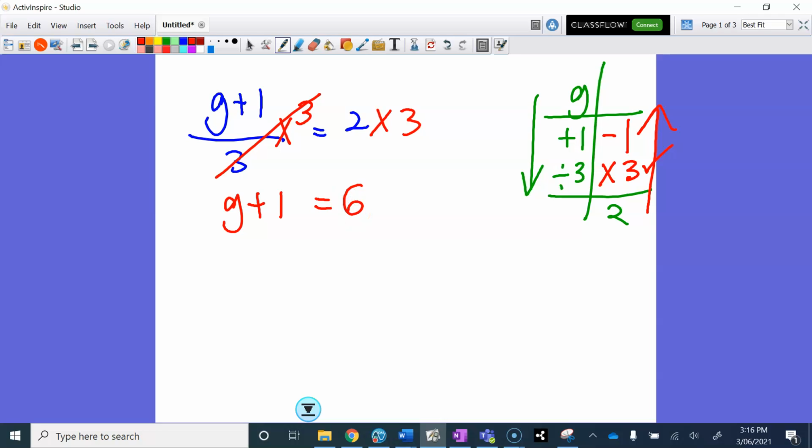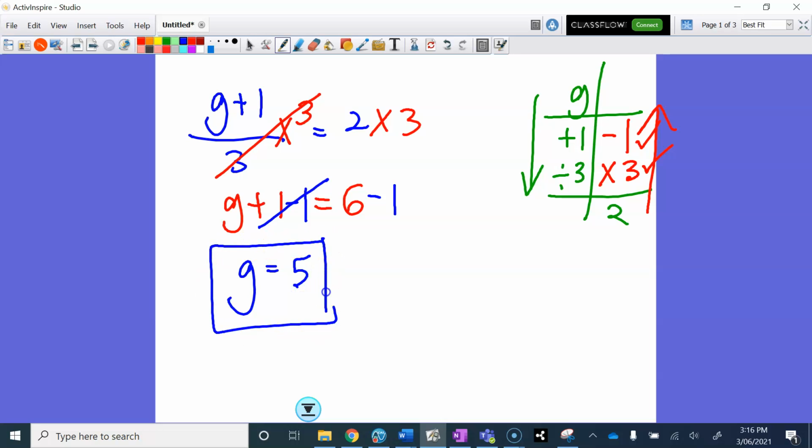So now I've got a simpler equation, but it's still not how I need it to be. I still haven't got G by itself, I've got G plus 1. So in order to cancel out that plus 1, I need to subtract 1 from both sides. If I subtract 1 from both sides of the equation, I cancel out the 1s, so I do now just have G, how I wanted, and 6 take away 1 is 5. So my solution to that equation, or the number that makes that equation true, is G equals 5.